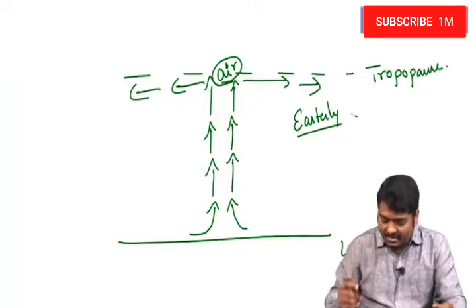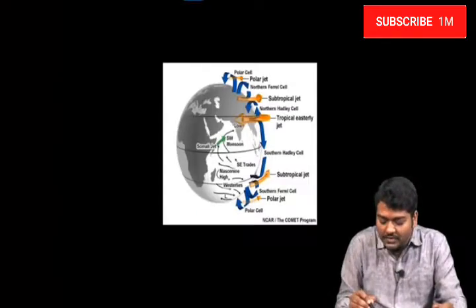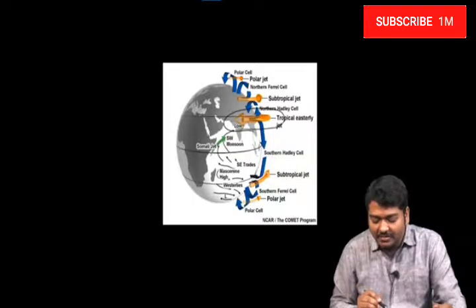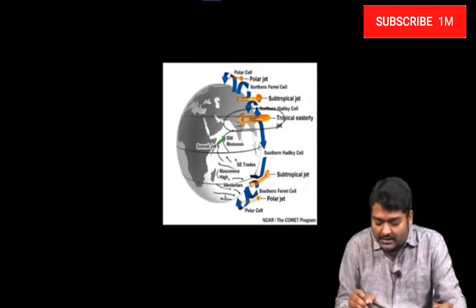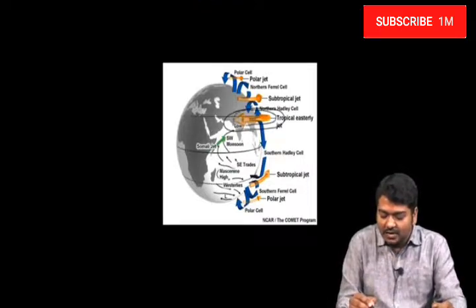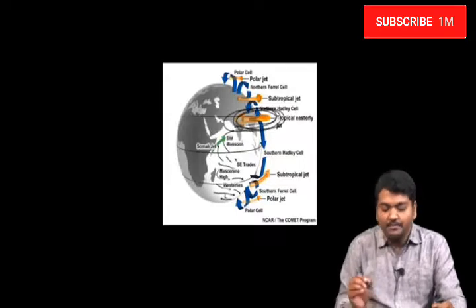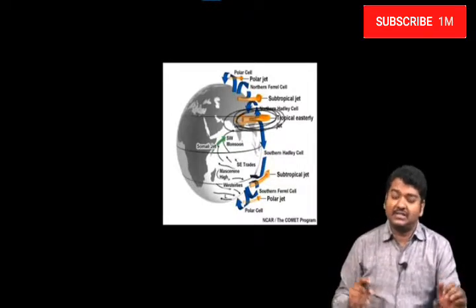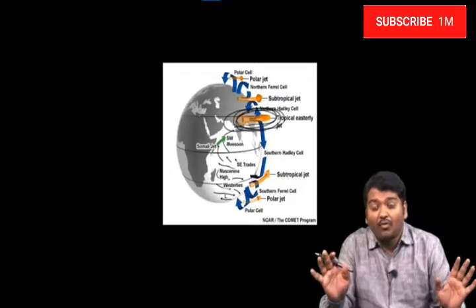So let's look at the image. So here, can you observe this particular one? Tropical easterly jet stream. What is happening? The southern Hadley cell has shifted northward. So because of this, can you observe some sort of jet stream being developed here? This is what we call the tropical easterly jet stream. Don't try to remember why it is formed.